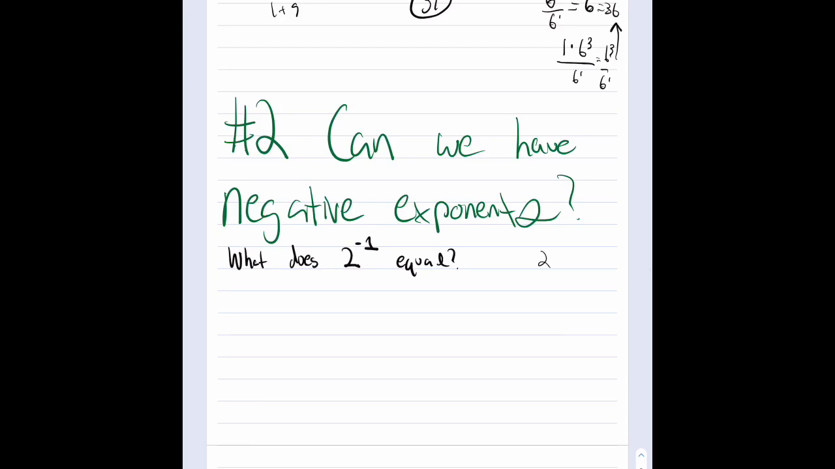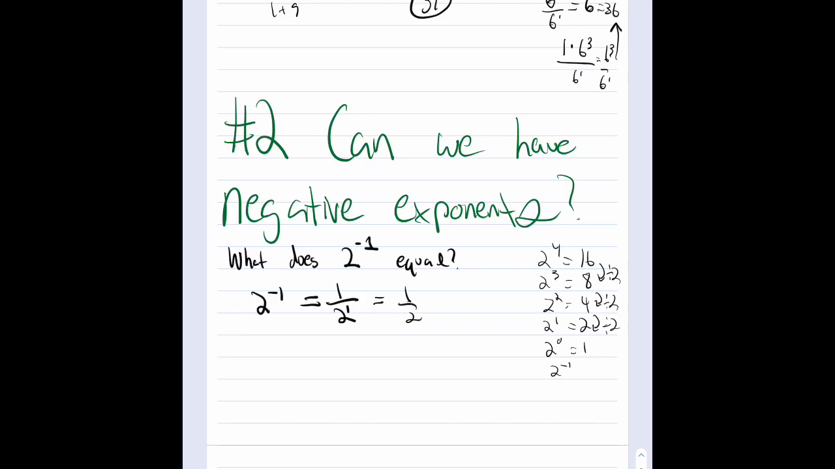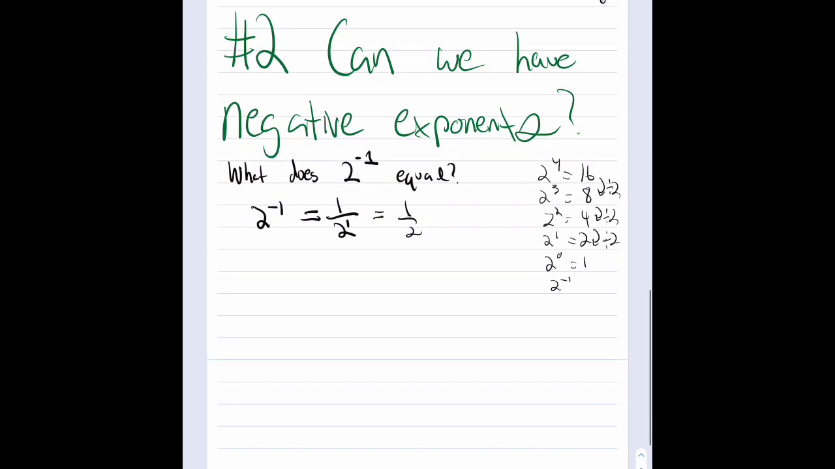It's saying, hey, 2 to the 4th is 16, 2 cubed is 8, 2 squared is 4, 2 to the 1 is 2, and look, you keep dividing by 2 to get your answers. And that's great. You ultimately end up getting that 2 to the negative 1 is just 1/2. So we say 2 to the negative 1 equals 1 over 2 to the 1, which equals simply 1/2. All those are equivalent. So this is the proof.